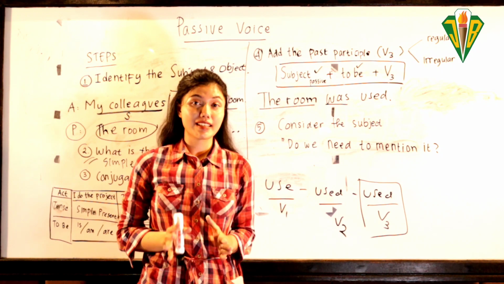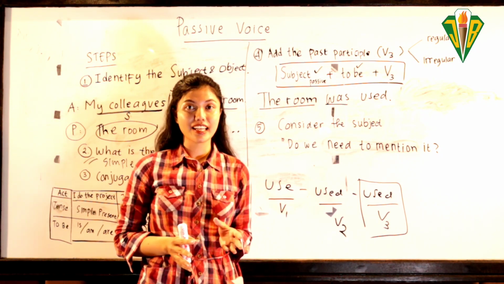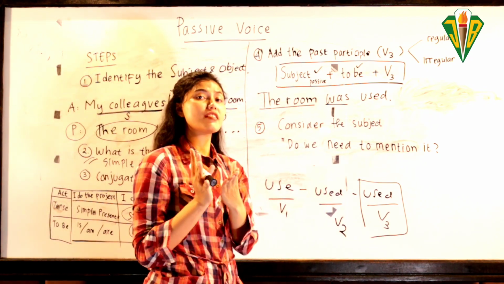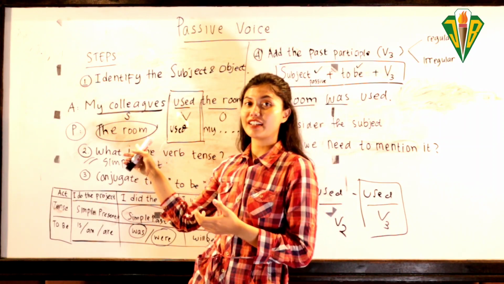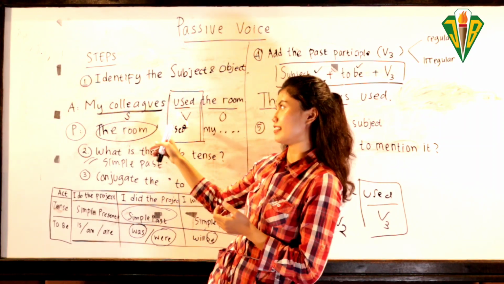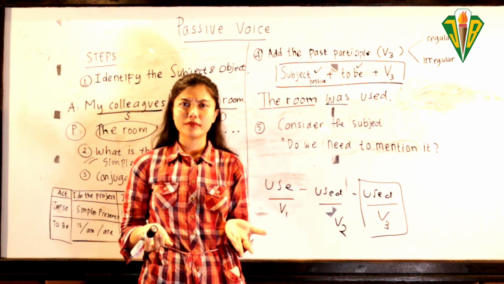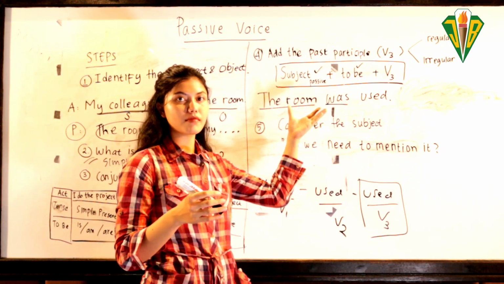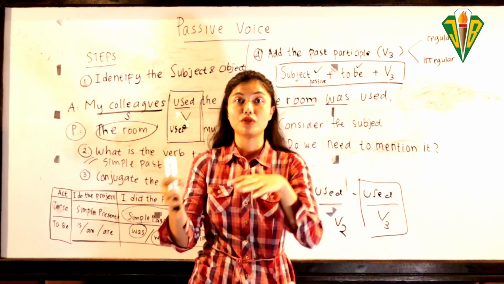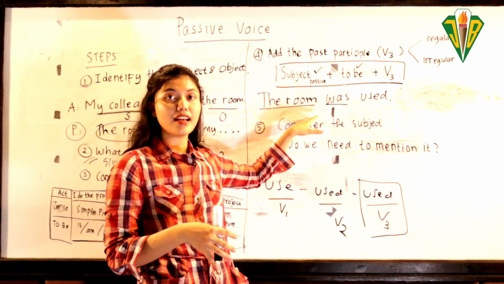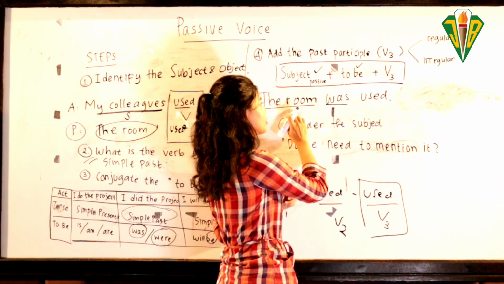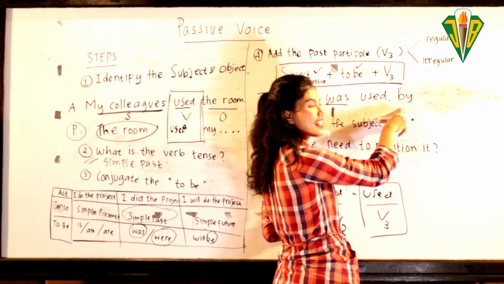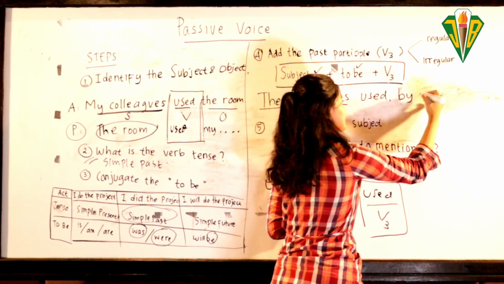Okay, we come to the last step, which is to consider about the subject, whether we want to use it or not. So let's go back to the first subject, the active part, which is my colleagues. So you can decide whether you want to involve them or not. If you want to involve the subject from the active one, it means that you want to bring them into the trouble or you want to bring them to the cases. So you just need to mention them. The room was used by my colleagues.